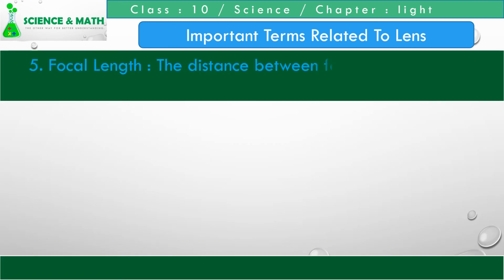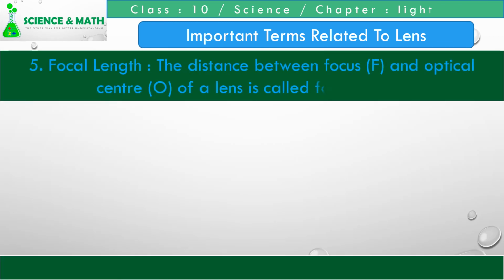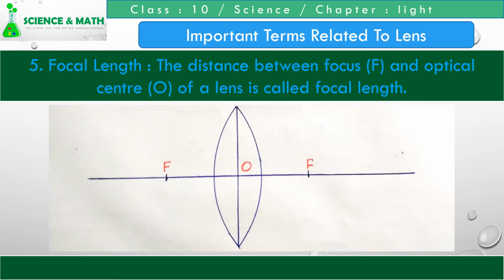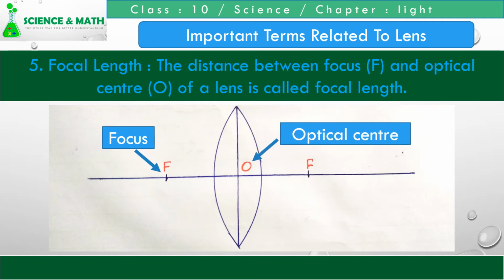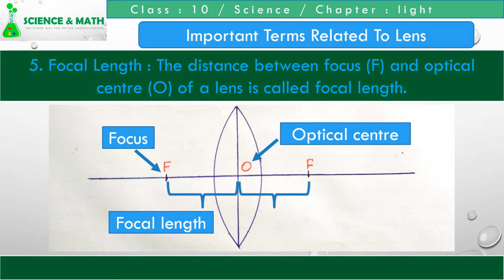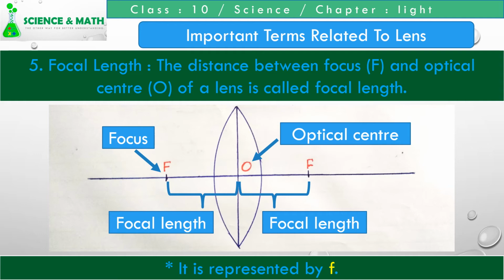Number 5. Focal length. The distance between focus and optical center of a lens is called focal length. In this figure, this is the focus, this one is the optical center, and the distance between them is called focal length. Focal length is represented by small letter f.